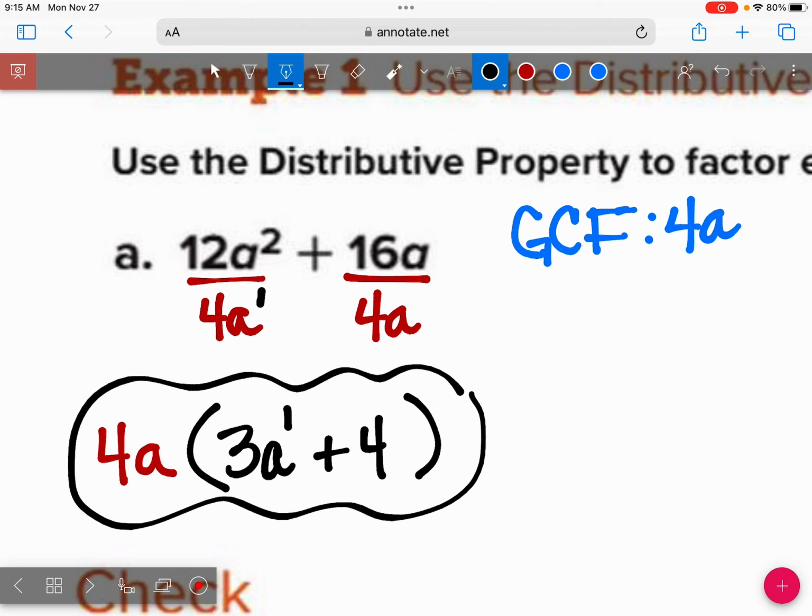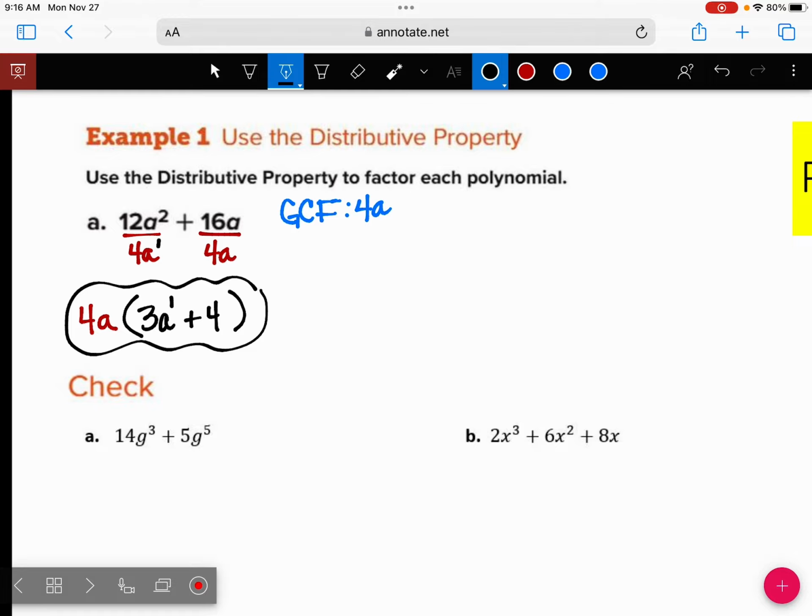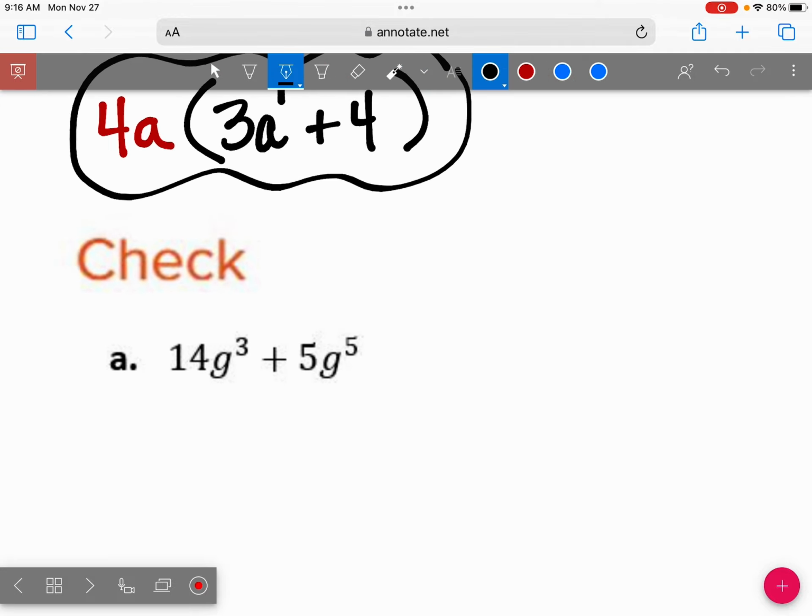So we're doing the opposite of what we did before Thanksgiving. Instead of multiplying, we're dividing. The first step is to figure out what your GCF is, though. All right, so let's look at this next one together.